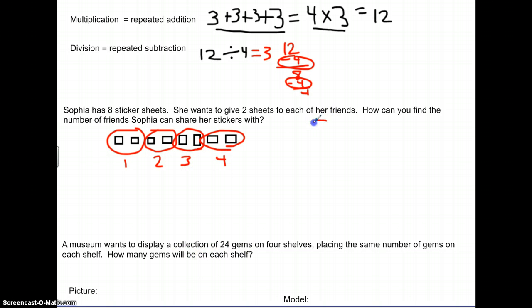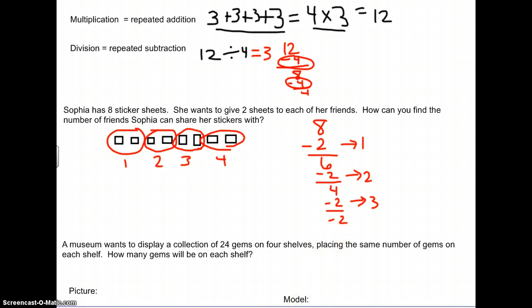I can do it a different way. I could say I have 8 sticker sheets and I'm going to give this friend 2 stickers. So this is friend 1. I have 6 left. Out of these 6, I'm going to give this friend 2 sticker sheets. That's friend 2. I have 4 left. I'm going to subtract this. I have 2 more sheets that I give to friend number 3, and that still gives me 2 more.